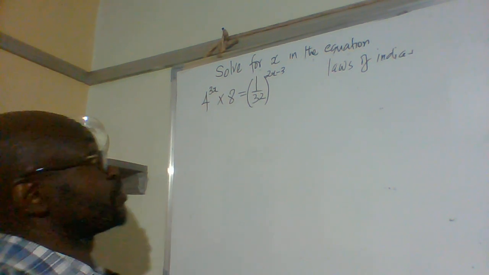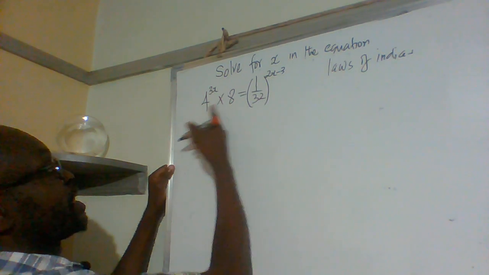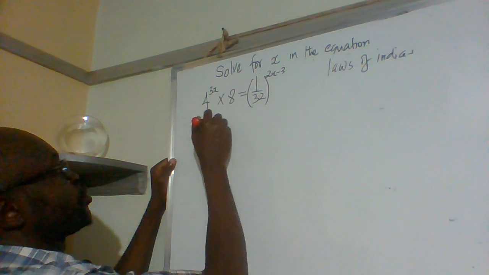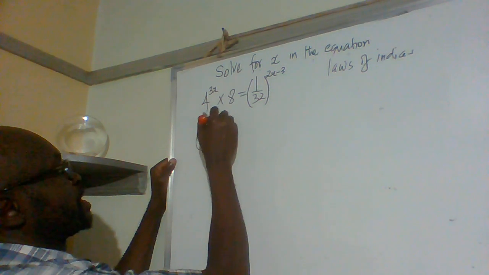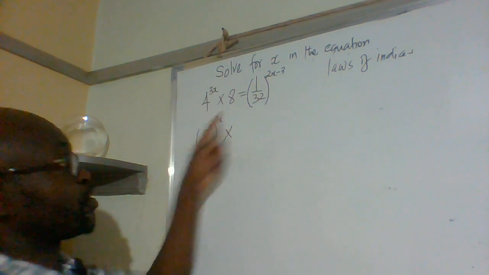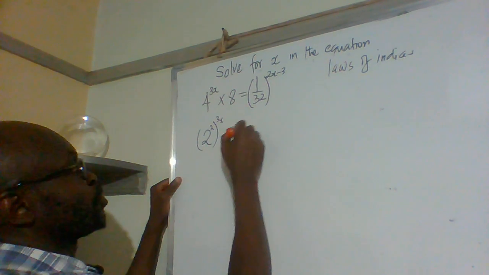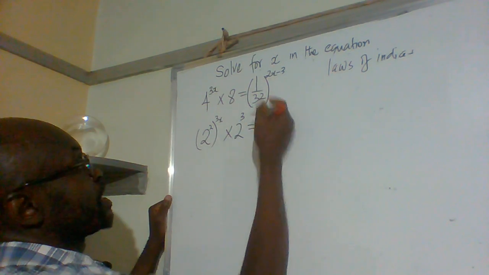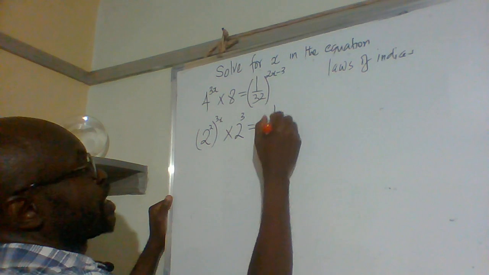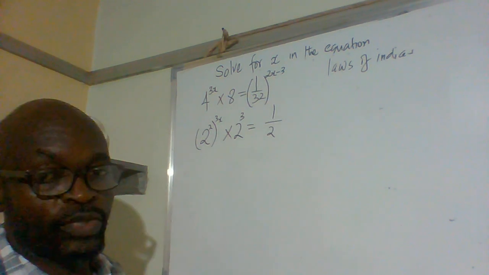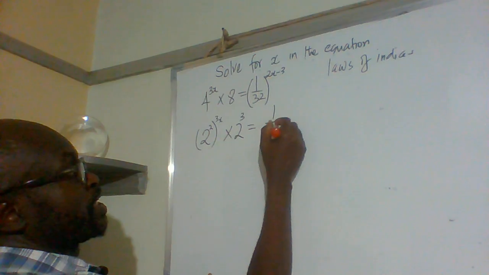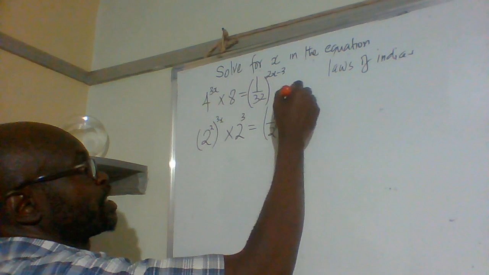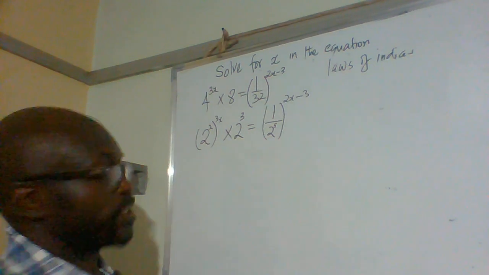One thing you'll realize, if you are familiar with such numbers, is that this 4 can be written to base 2, so that we have 2 power 2, power 3x. And then 8 can also be written to base 2, and 8 is actually 2 power 3. Now you'll also realize that this 32 can also be written to base 2, and 32 is actually 2 power 5. And remember, everything is raised to 2x minus 3.